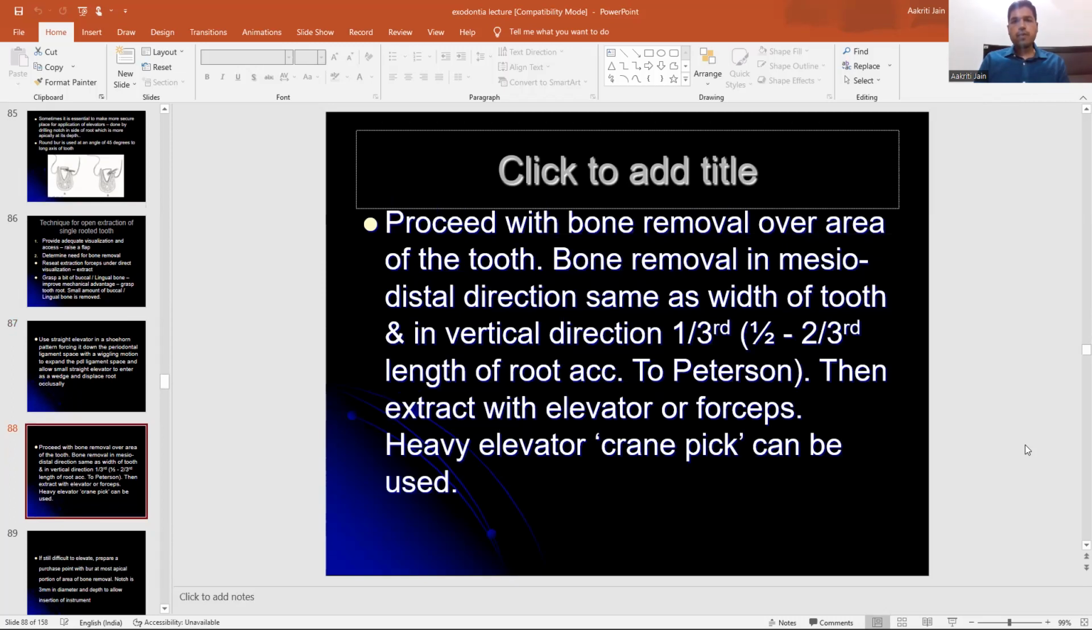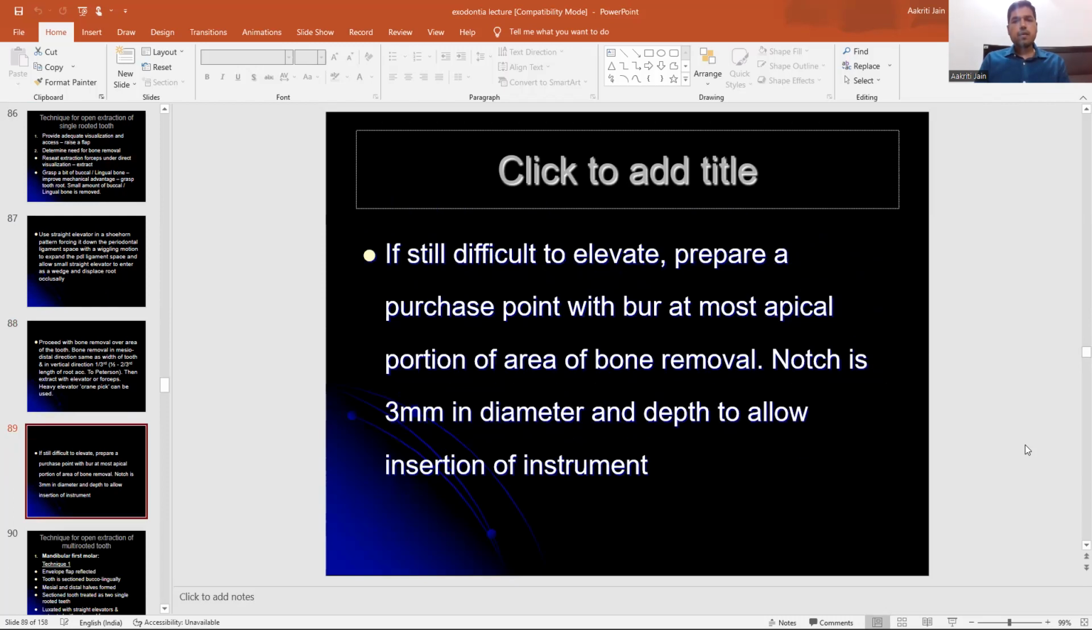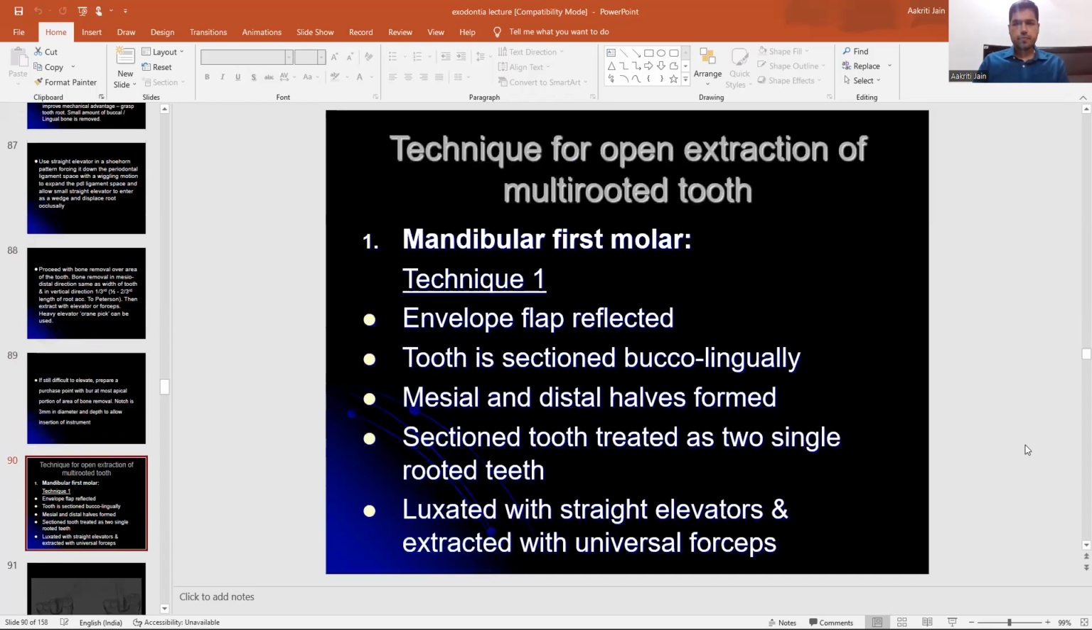Proceed with bone removal over the area of the tooth. Bone removal in the mesiodistal direction is the same as the width of the tooth. In the vertical direction, it is 1/3 the length of the root, and then extract with elevator or forceps. A heavy elevator, crank pick, can be used in such cases. If still difficult to elevate, prepare a purchase point with the burr, as discussed earlier, at the most apical portion of the area of bone removal; the notch is 3 mm in diameter and depth to allow insertion of the instrument and pull it out.